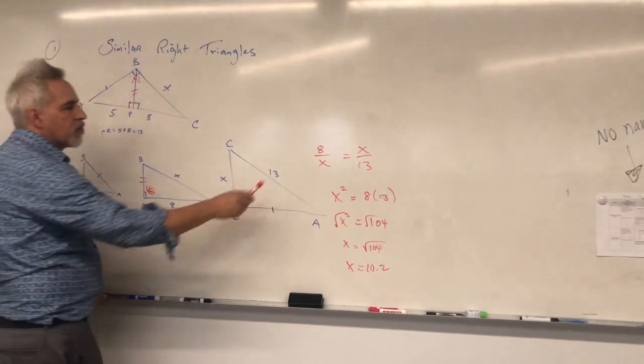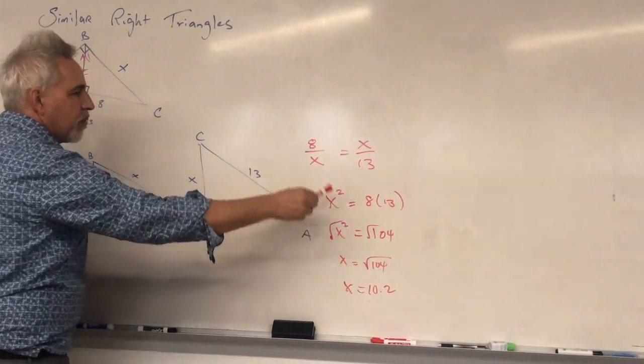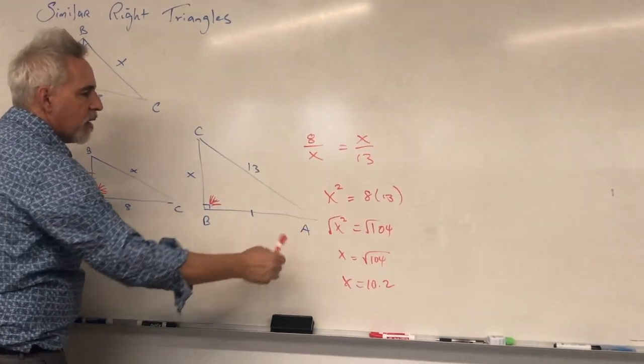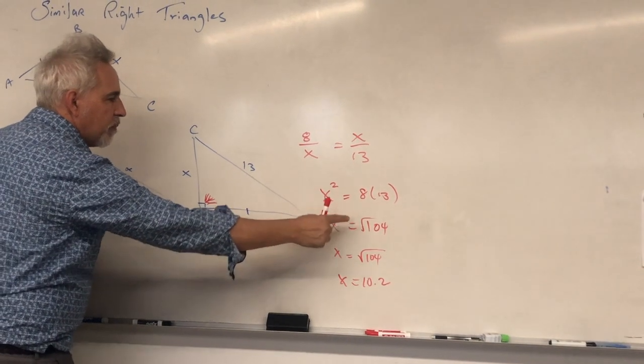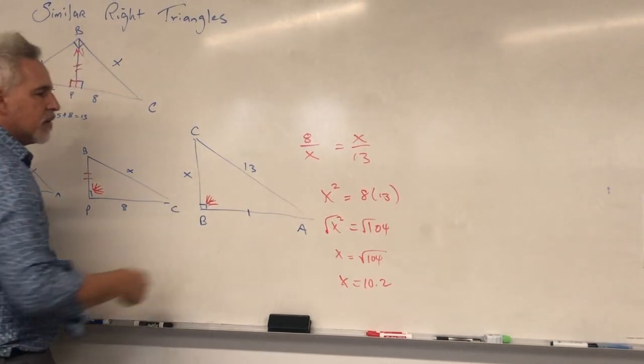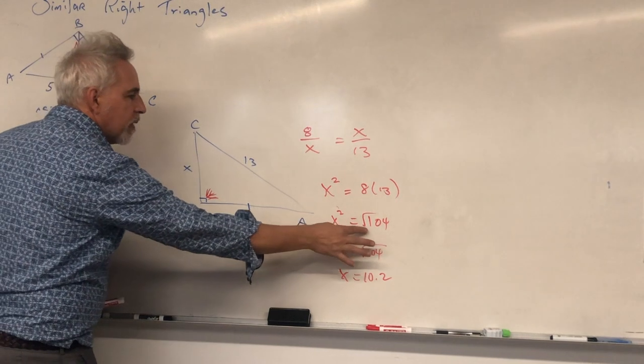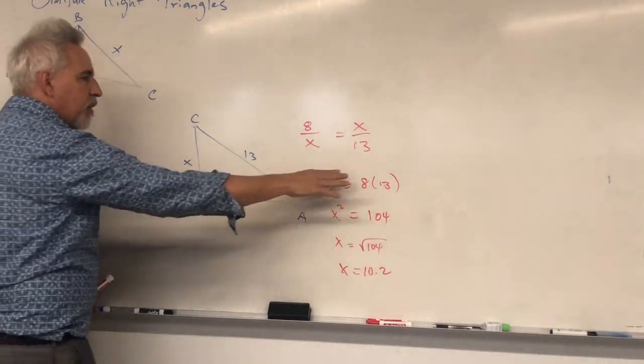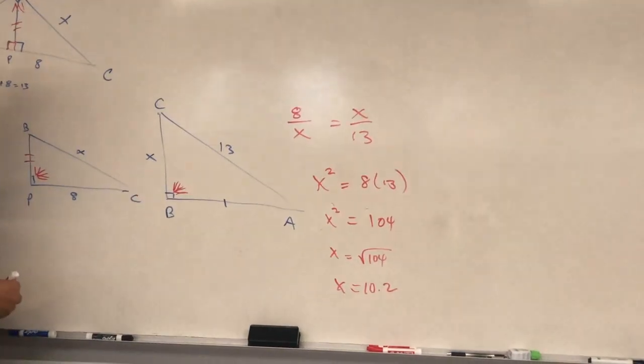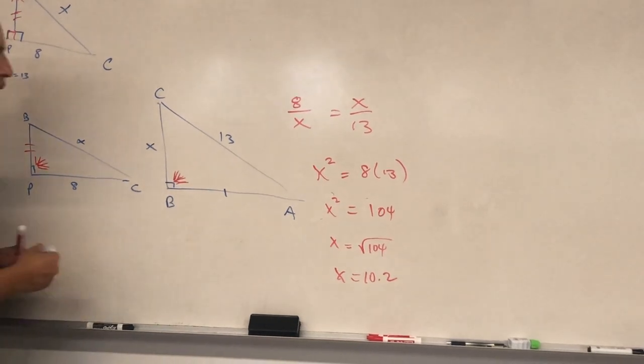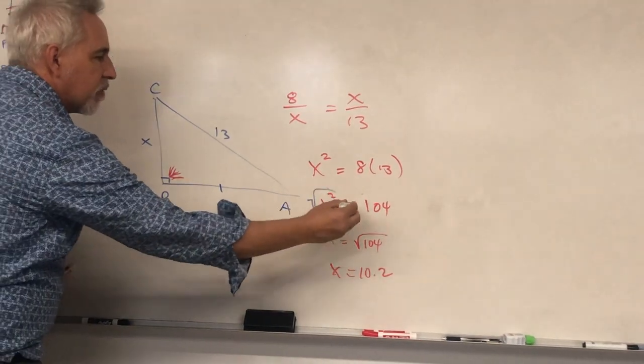And then what we're going to do is cross multiply. X times X is X squared. 8 times 13 is 104. And then we're going to take the square root of both sides in order to get the answer. So what we ended up with, I'll take that off for a minute because I wrote it ahead of time. But this is what you're going to get. X squared equals 104. And then you're going to say, oh, what do I do now? I'm going to take the square root of both sides.